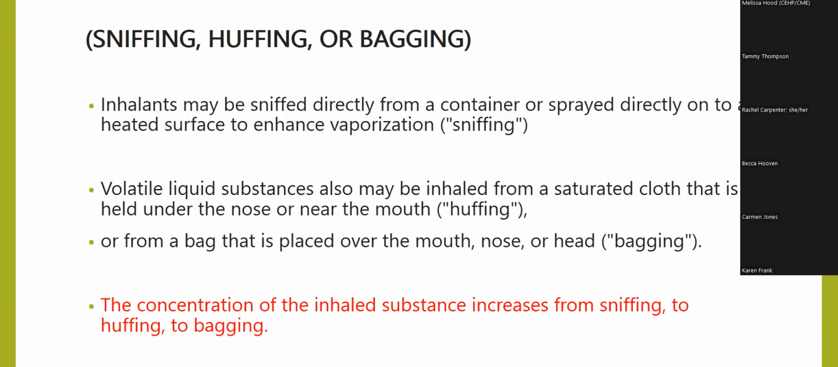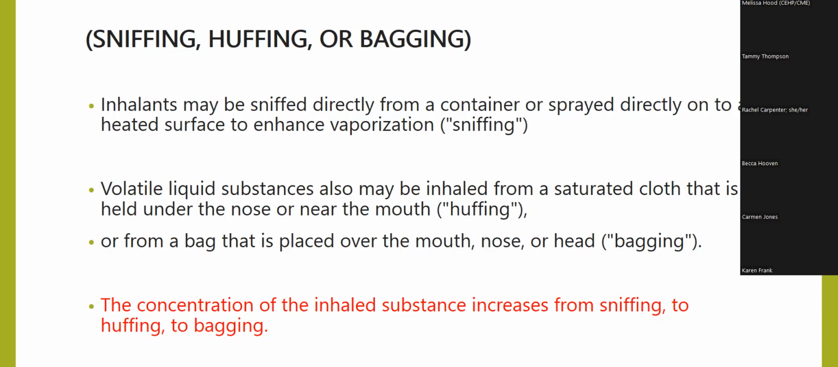Now, there are three ways of using the inhalant. Sniffing means that you put it on a warm plate and heat it up, and it can vaporize and you can sniff on that. Some of those people use liquid substances and put it on a cloth or any kind of thing and put their nose on it and breathe on that, which is called huffing. Or they put the substance in a bag and cover the mouth, nose and head with it, and they call it bagging. The concentration goes up from sniffing to bagging.